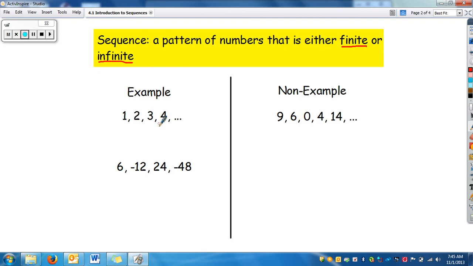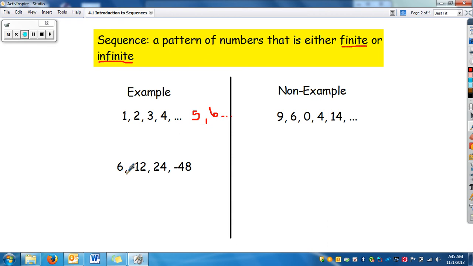So for example, patterns, we have 1, 2, 3, 4. So your next one would be 5, and then you would continue on to be 6. This is an example of a sequence that's infinite. You could just keep going on and on.